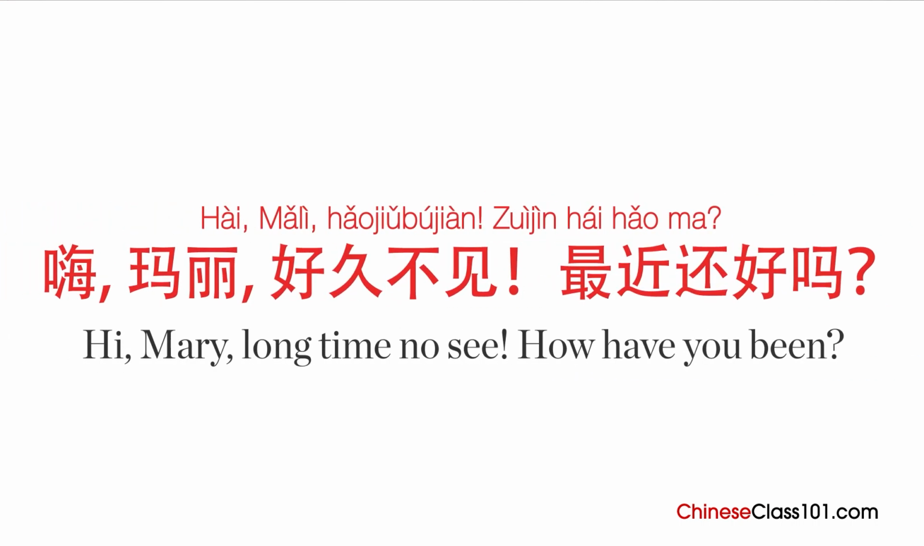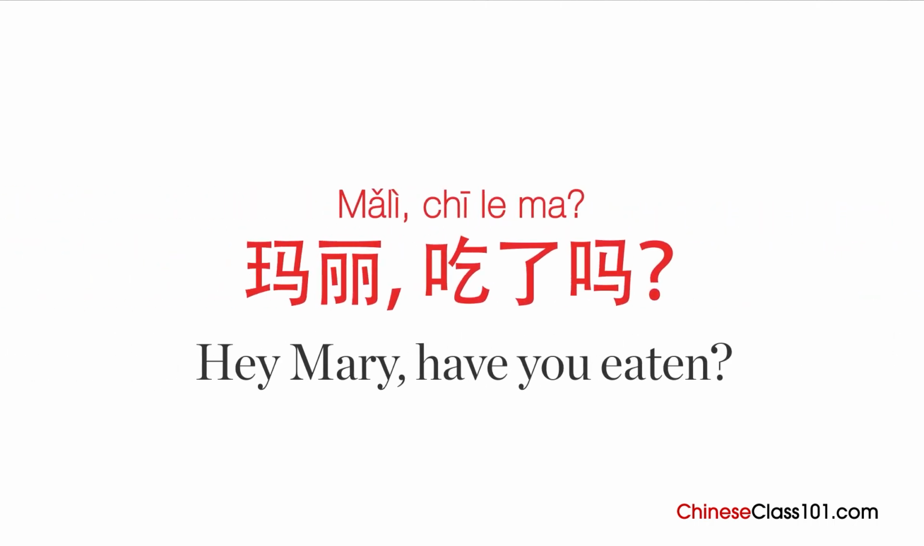If you haven't seen your friend for a while, you may say, Hi, 玛丽, 好久不见, 最近好吗? Or you can simply say their name and then continue with some small talk. For example, it's mealtime, you could say, 玛丽, 吃了吗? This is a very informal greeting, but so commonly used. After all, eating is a big deal in Chinese culture.